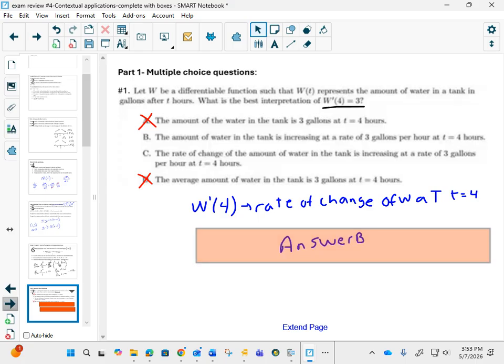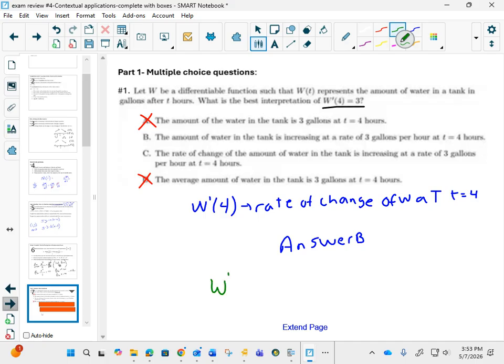The water is increasing. Why? Well, if W prime of 4 is bigger than 0, in other words it's positive, think about your charts. Anytime you have it positive, moving up one level means that's what's increasing. So the amount of water is increasing, not the rate of change. And the answer is B.